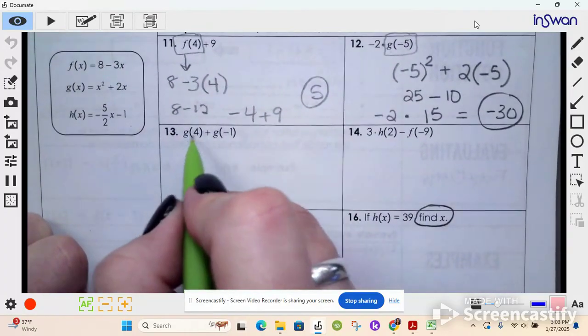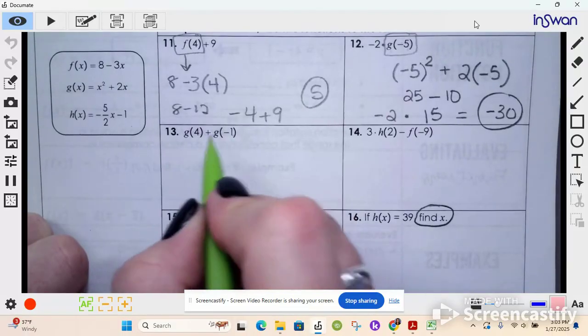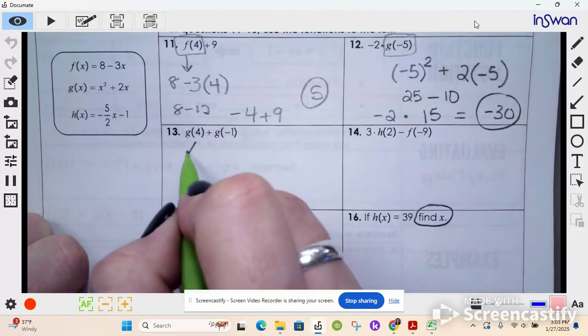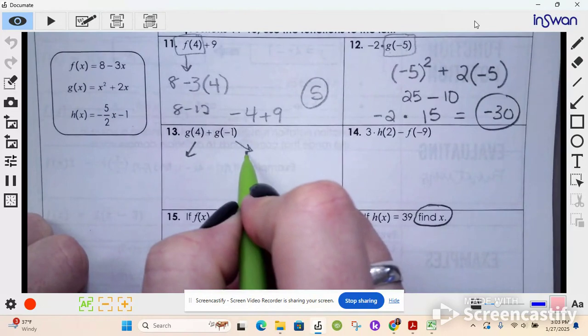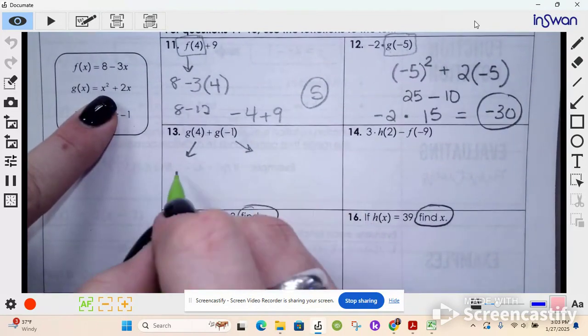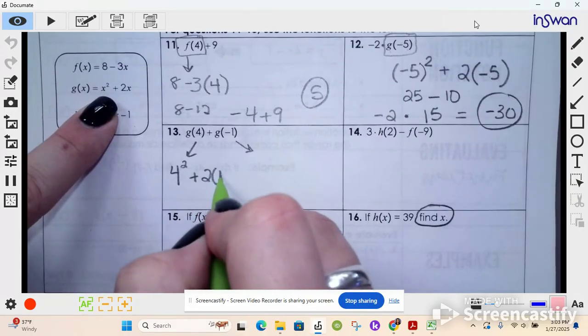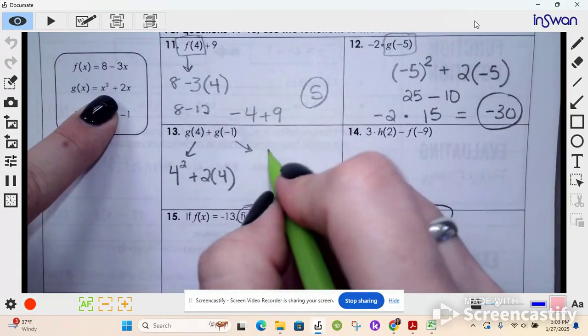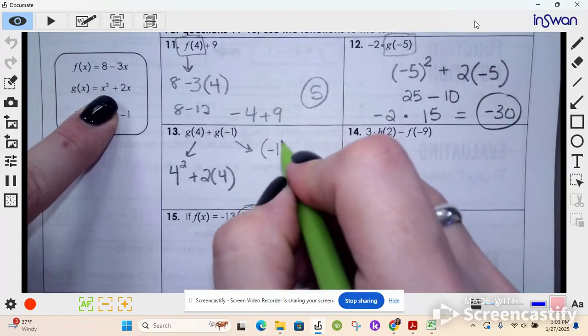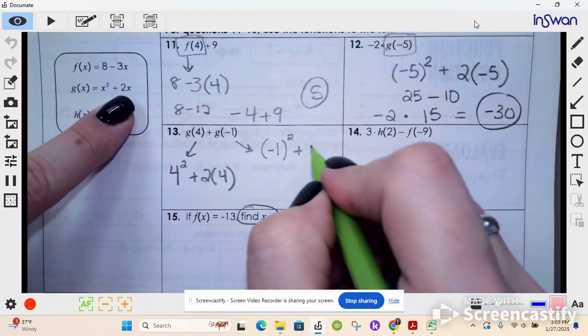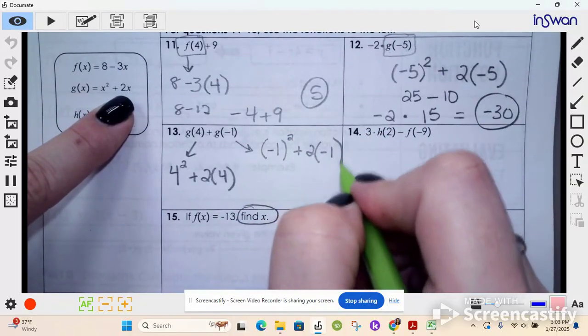Right here, find g of 4. Find g of negative 1 and add those two values together. So I'm going to do the math for this one over here and the math for this one over here. G of 4, 4 squared plus 2 times 4. G of negative 1, negative 1 squared plus 2 times negative 1.